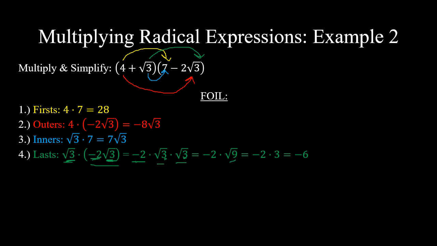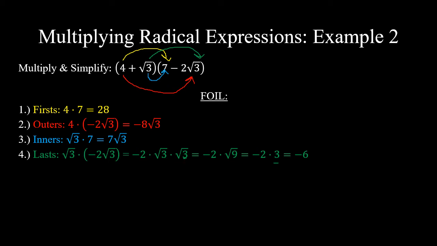So that negative 2, of course, stayed. So we have negative 2 times the square root of 9. Well, what's the square root of 9, guys? It's 3. That leaves us with negative 2 times 3, which is negative 6. So those two terms multiplied together actually simplified down to just a number, which is pretty cool.